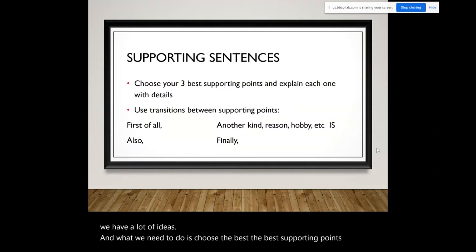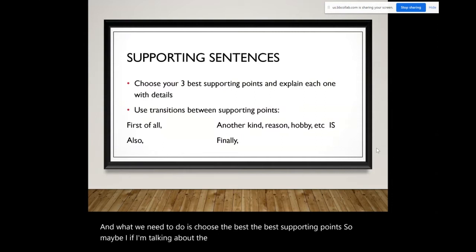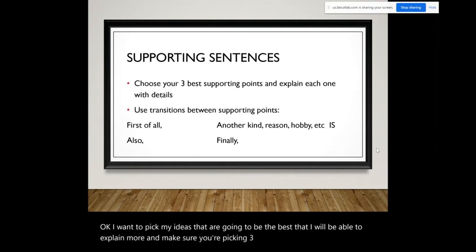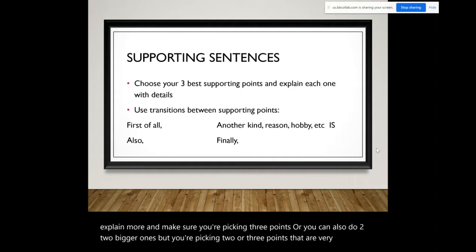So maybe if I'm talking about the winter, my favorite season is winter, and I picked the snow, the holidays, the fireplace. I was thinking of fire and kind of being cozy, and traveling. I want to pick my ideas that are going to be the best, that I will be able to explain more, and make sure you're picking 3 points, or you can also do two bigger ones, but you're picking 2 or 3 points that are very different from each other.